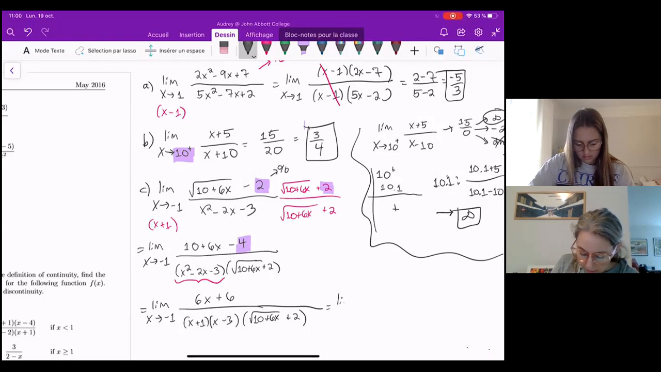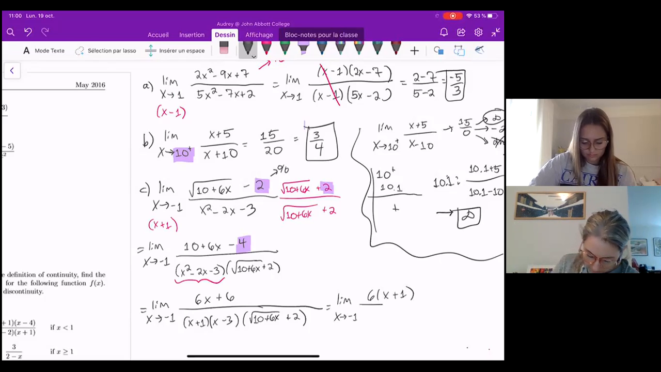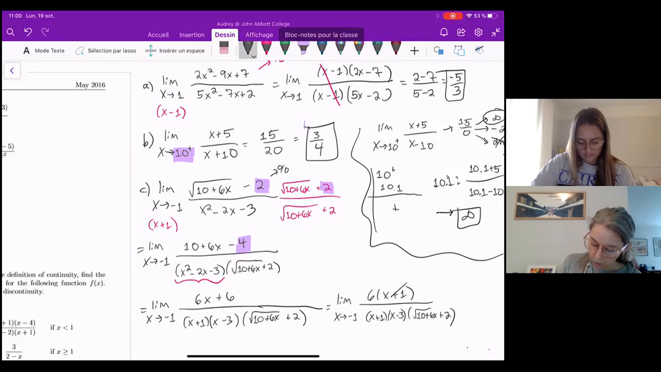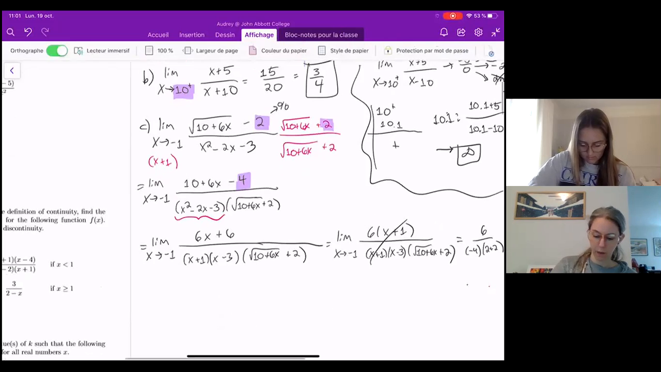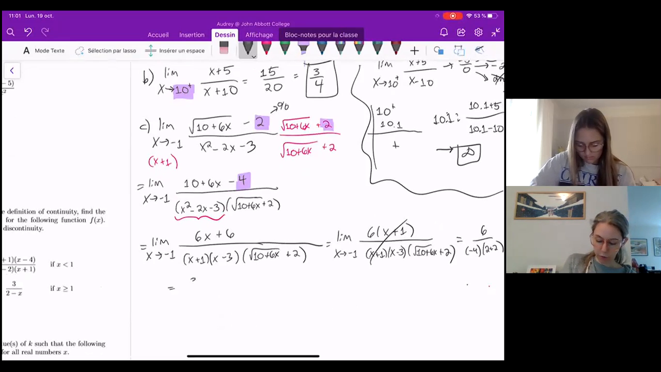Then I can factor out a 6 in the numerator to get the x plus 1 there. Goodbye. Now I plug in. So I have 6 over negative 4. And then I have 10 minus 6, that's 4, so that's 2 plus 2. And my final answer here is negative 3 over 8.